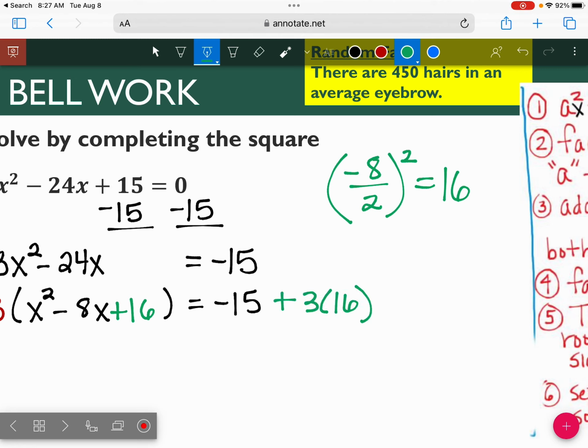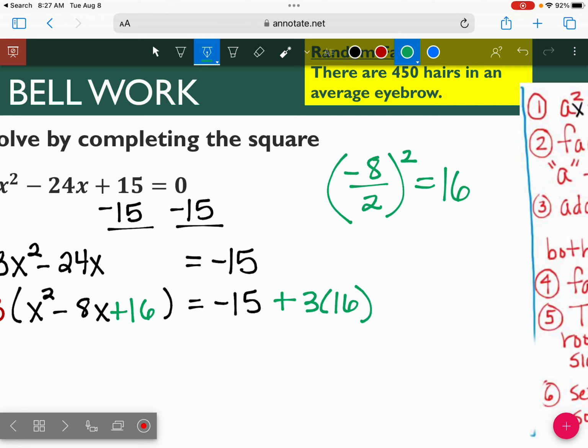So you can do anything in an equation to solve it, but it has to be balanced. I can't do something on the left that I don't do on the right. So I added 16 3 times to create this perfect square. I have to do the same thing on the right.